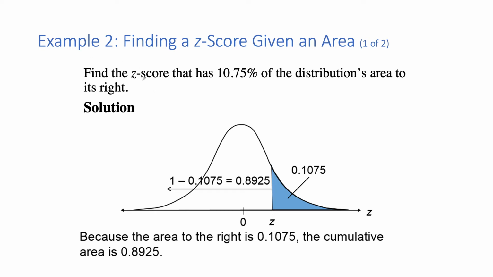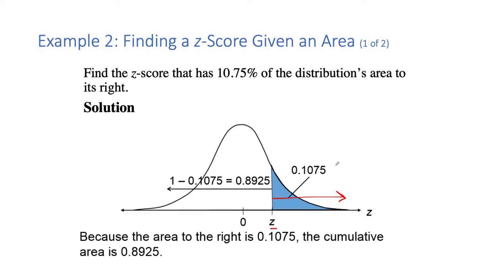So suppose I want to find the z-score that has 10.75% of the distribution's area to its right. I want to find the z-score such that the area on its right is 10.75% or 0.1075. 10.75 over 100 is 0.1075. Now, going back to the basics, the first thing to know is that the standard normal table is only going to report areas to the left. It's going to tell me cumulative area. So I know area to the right, but that doesn't mean no good. I need to find the area to the left before I can use the table.